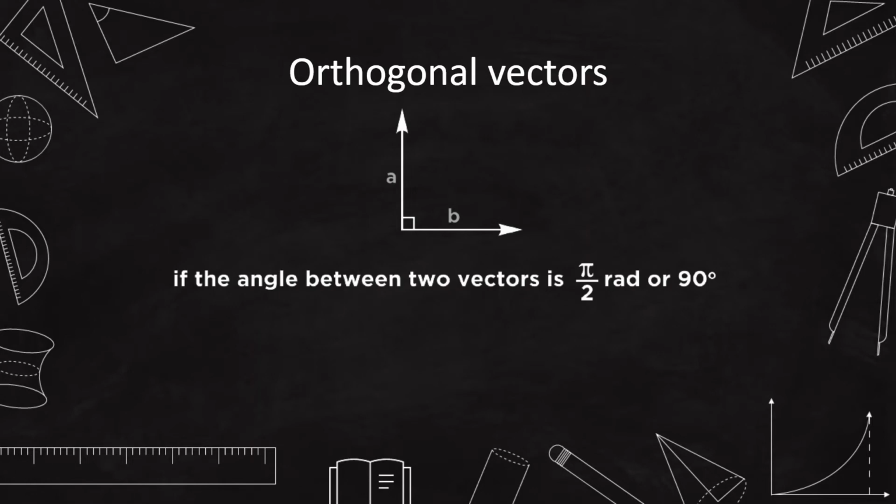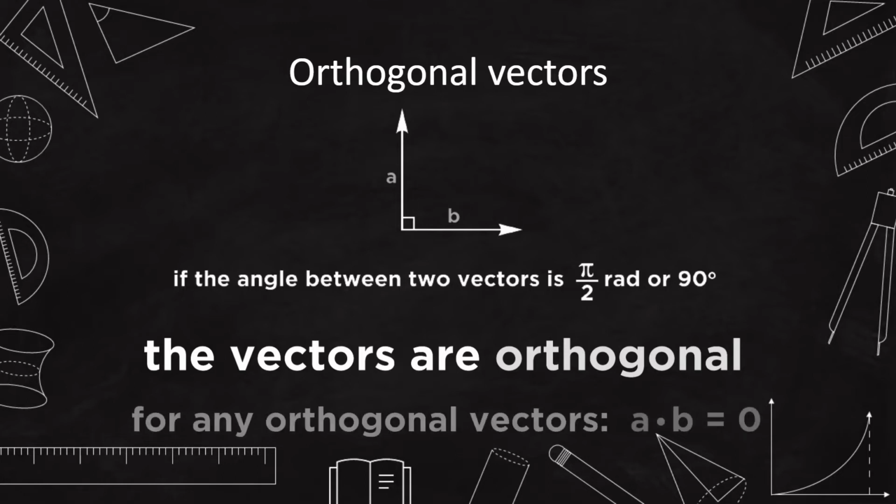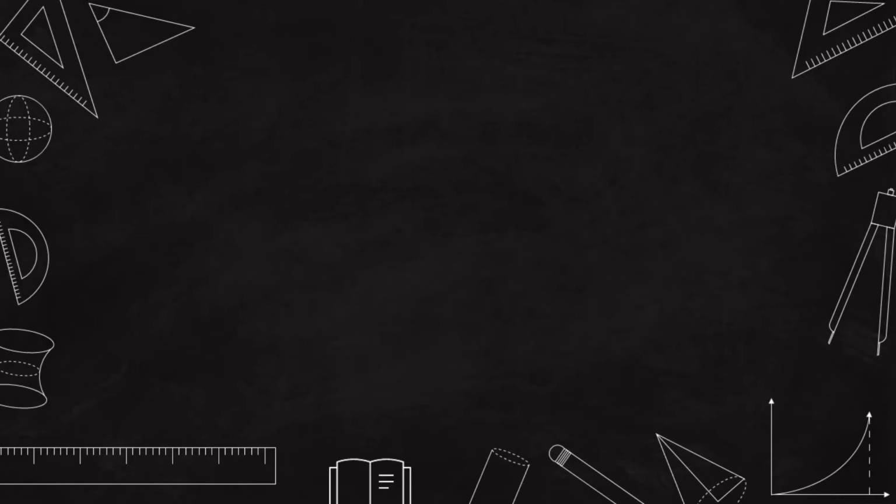This operation leads us to another definition. If the angle between two vectors is half pi radians, or 90 degrees, these vectors are orthogonal. This pretty much means the same thing as perpendicular to one another. It's important to note that any two orthogonal vectors will always give a dot product of 0. Because the cosine of half pi is 0, this means that if we're computing a dot product and we get 0, those vectors are orthogonal.